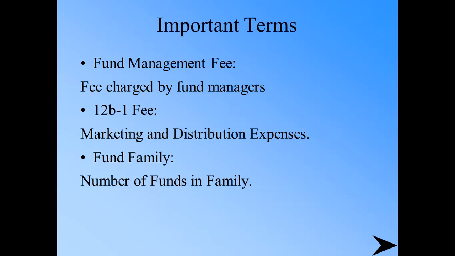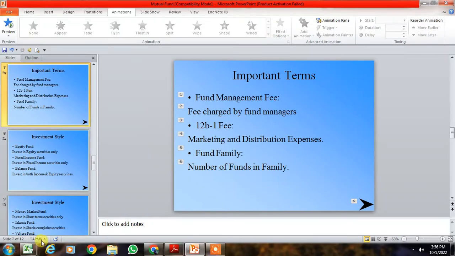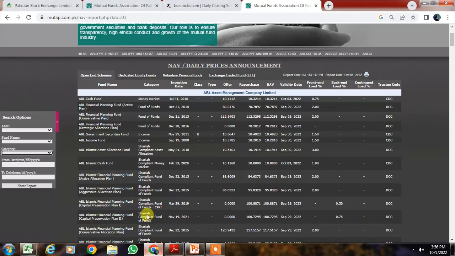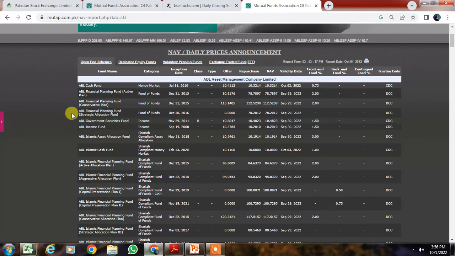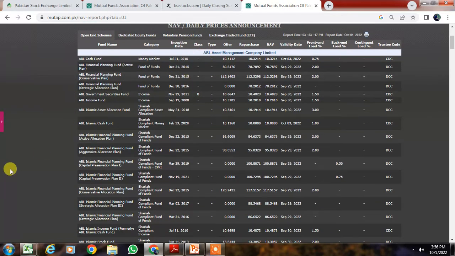By fund family, we mean the number of funds in a family. Let me show it. It is given on the website. You can see that this is the ABL mutual fund. ABL Asset Management Company means the ABL mutual fund. You can see it has different family members. It provides you different pools. If you invest in ABL cash fund, these are the different products. So these products are the family members of the ABL mutual fund.